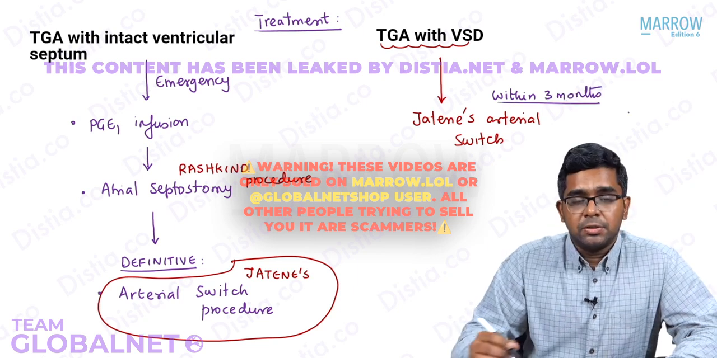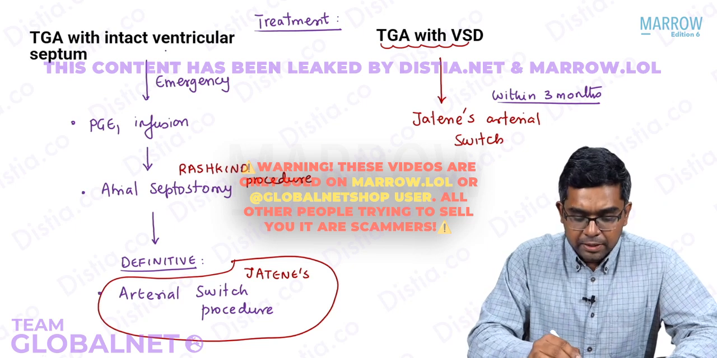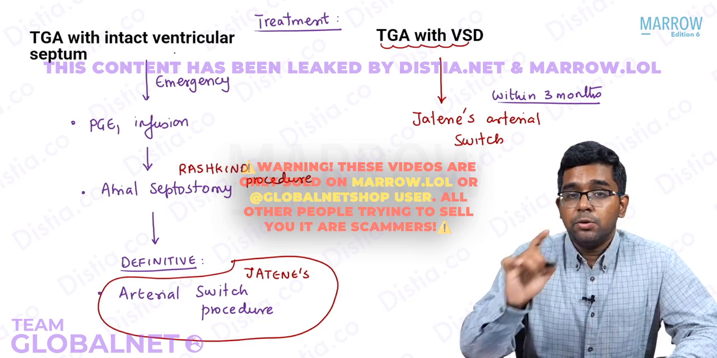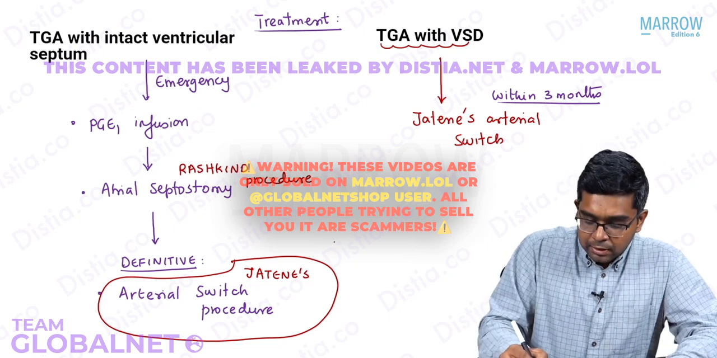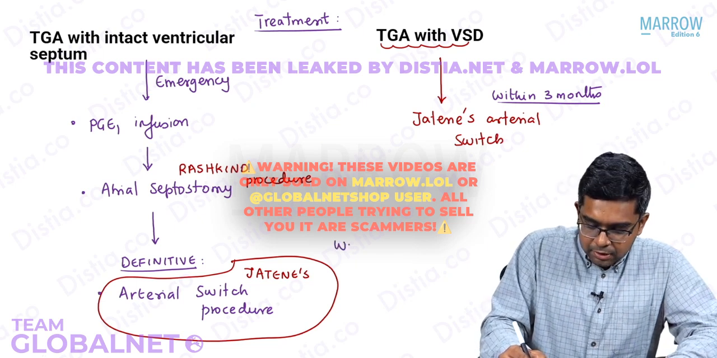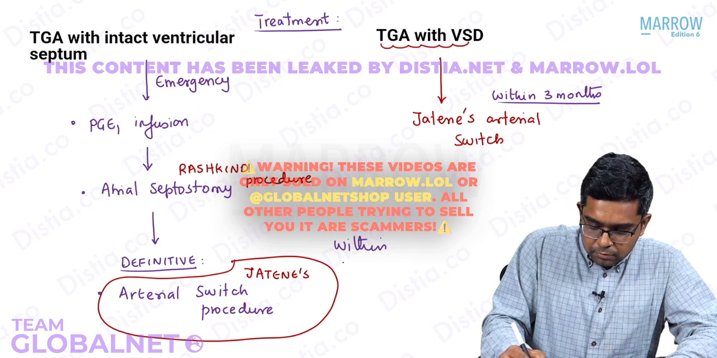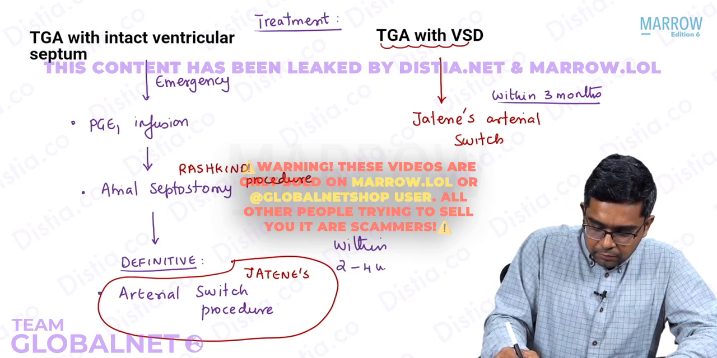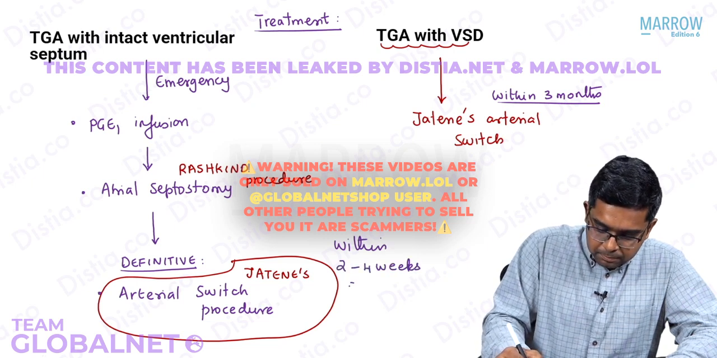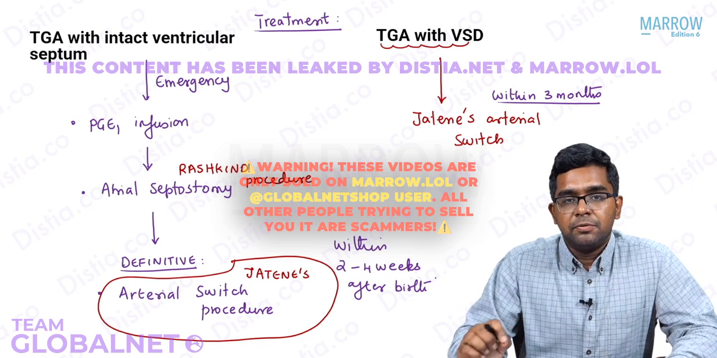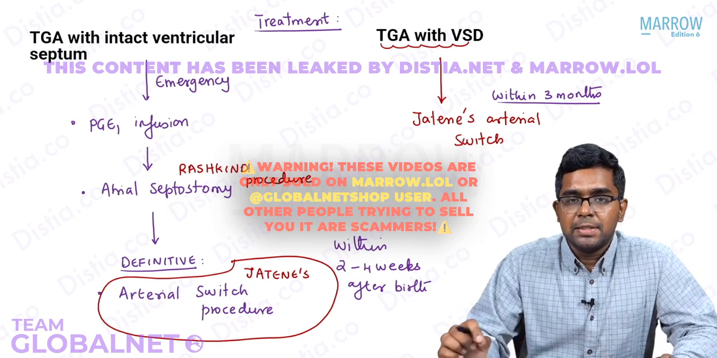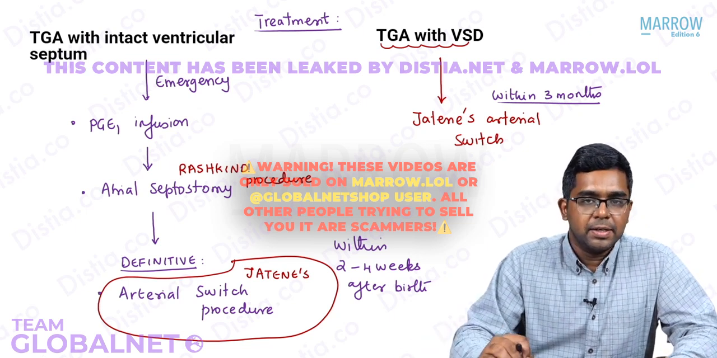Whereas the other condition, that is TGA with intact ventricular septum, I told you it's an emergency. So the Jatene procedure should be performed a little early. According to the guidelines, it is within 2 to 4 weeks after birth. Okay, so that is about the definitive treatment for TGA. I have told you about the salient points of transposition of great arteries.